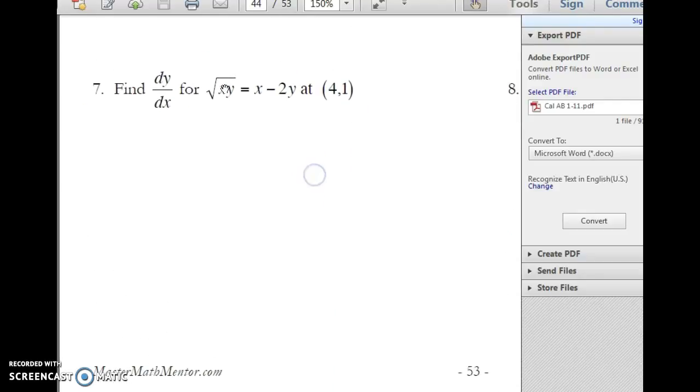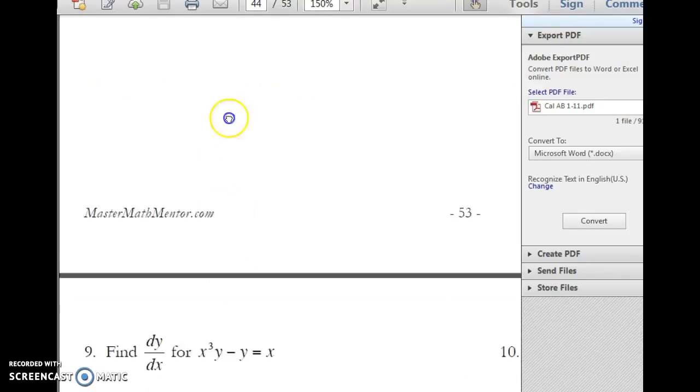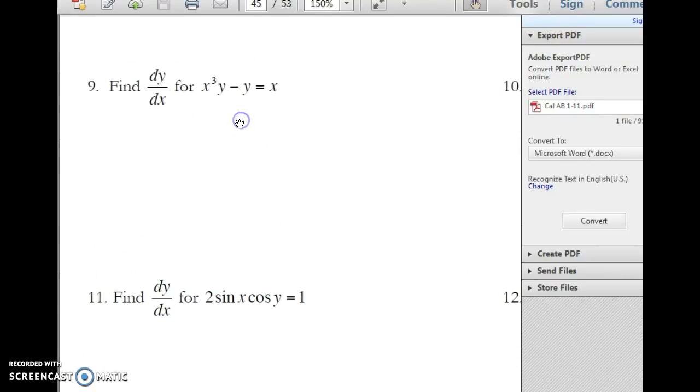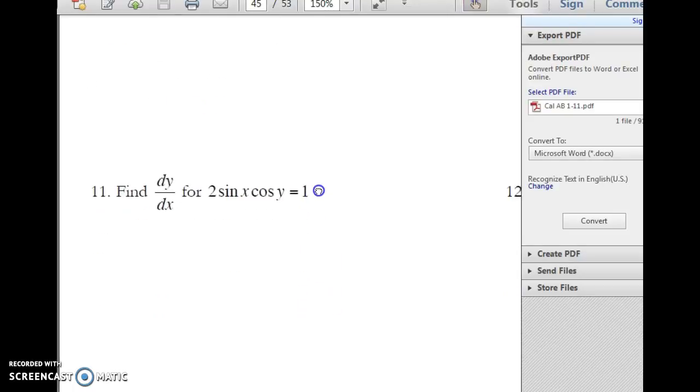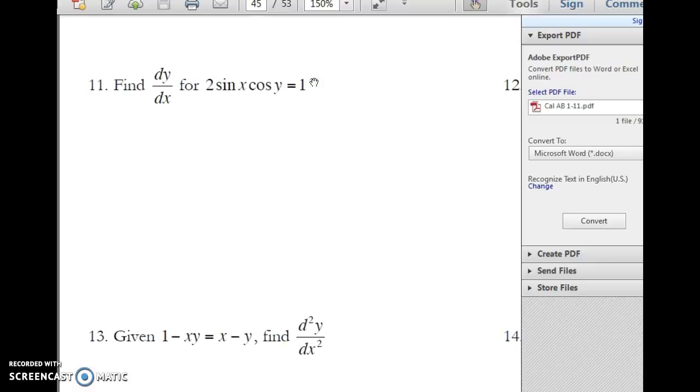Same thing here. You've got the chain rule right there. You've got to rename it first. Okay, no problem there. No problems here either. Got another product rule. And then, what else we got? For number 11, it is another product rule. Okay, got a product right there.